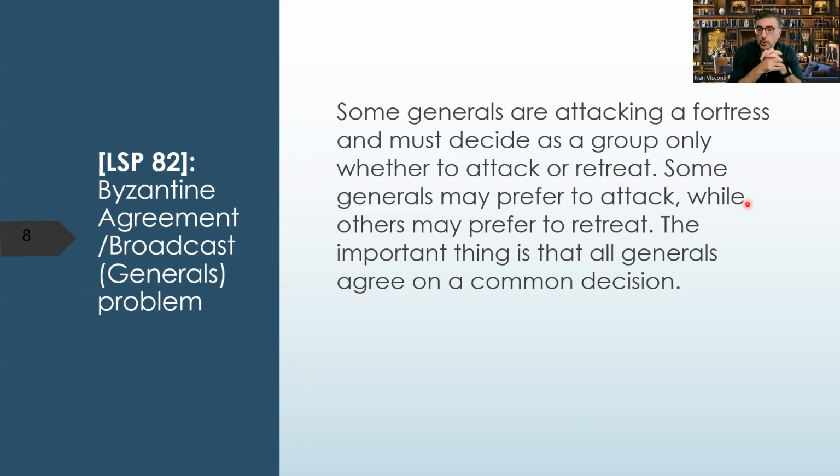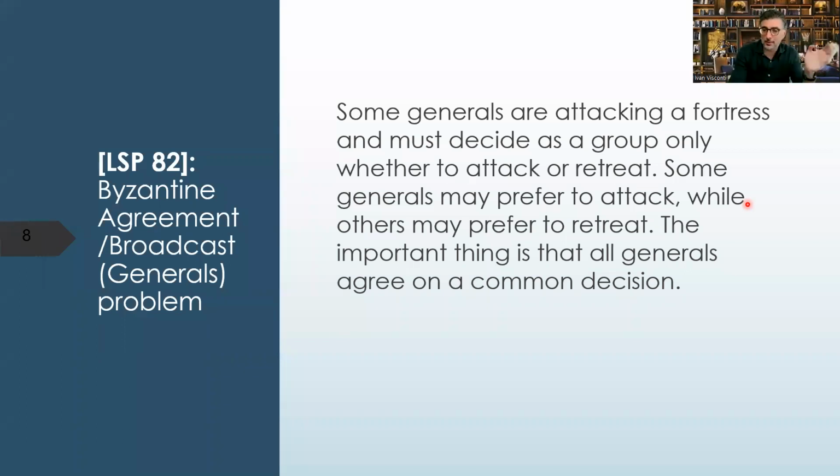And it's the following problem. There are some generals that are attacking a fortress and must decide as a group only whether to attack or retreat. Some generals may prefer to attack, others may prefer to retreat. The important thing is that all generals agree on a common decision. This is a good example because you can see a case in which either we all do the same thing and the result will be good. If all generals decide to attack all together, probably they can win. They have higher chances to win.